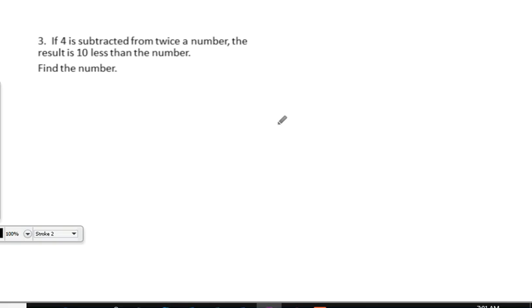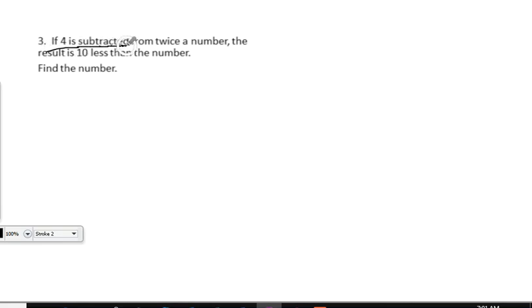Okay, question number 3. Okay, this one is a little bit tricky. So let's read through it and then figure out our plan of action here. So if 4 is subtracted from twice a number, the result is 10 less than the number. Okay, so let's take this one step at a time.